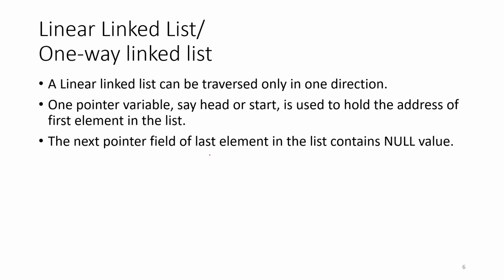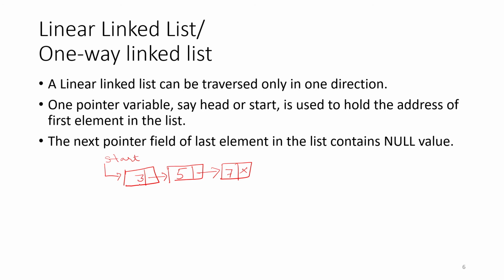Linear linked list or one-way linked list. As I told you, a linear linked list can be traversed only in one direction. Suppose this is your linear linked list. If I want to traverse the elements in this linked list, then I can move from begin up to the end.